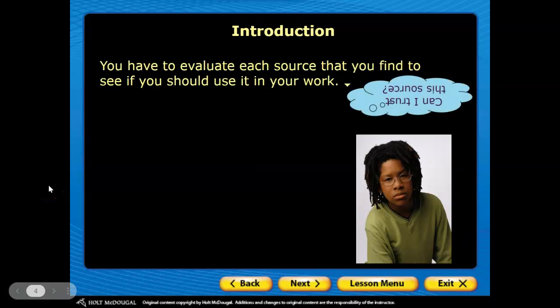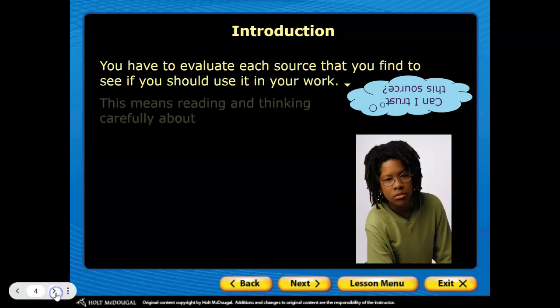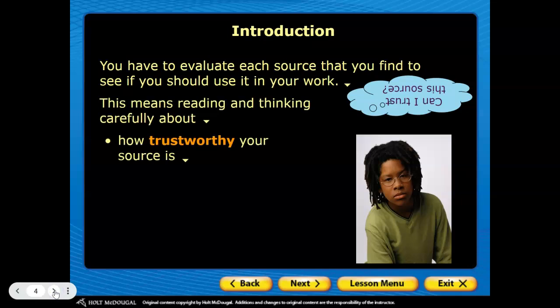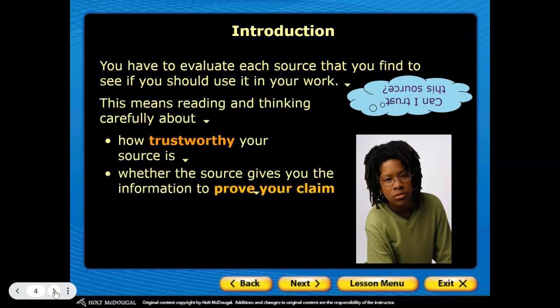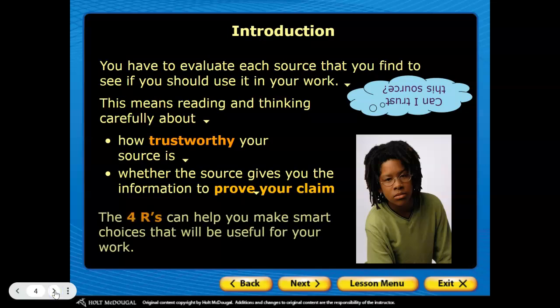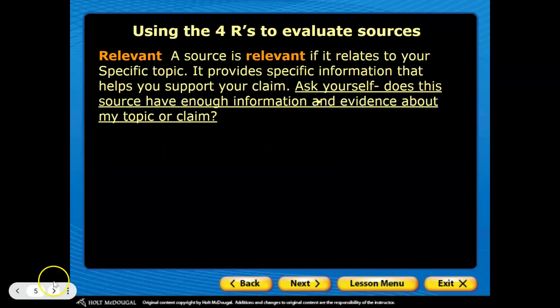So you have to evaluate each source that you find to see if you should use it in your work. This means reading and thinking carefully about how trustworthy or reliable your source is, and whether the source gives you the information you need and enough of the information you need to prove your claim. We are going to learn today a strategy called the 4 R's that will help us to learn whether or not we are making smart choices with our sources.